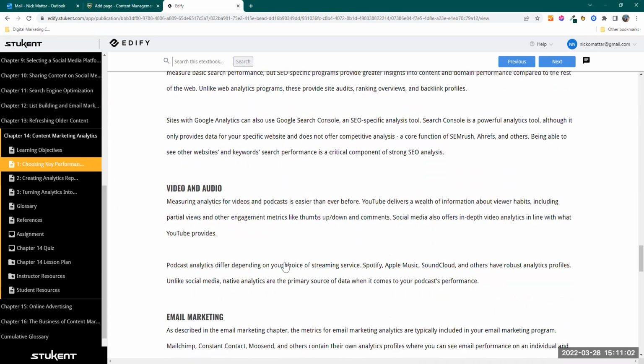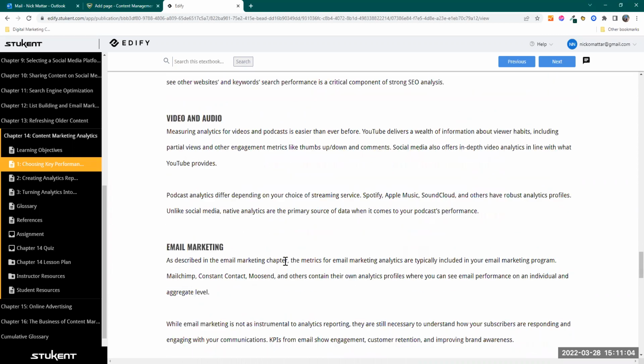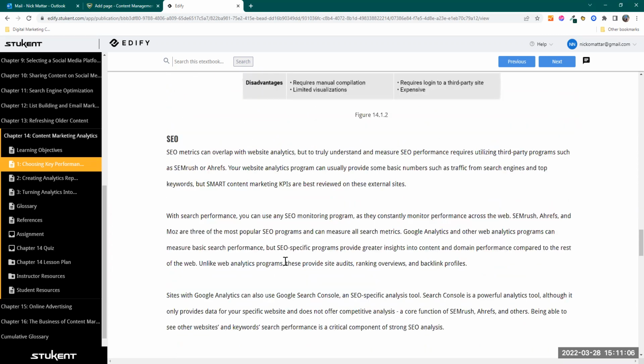SEO is another place where there's a lot of room for improvement. I mean, there's not a lot of SEO data that comes from Google Analytics and from websites. For me, if you're looking for greater SEO depth, you can use the Google Search Console, but SEO programs are really good for looking at the whole web in the competitive landscape. It's going to give you greater insight into your content and domain performance in the larger context of the web and not just by itself.